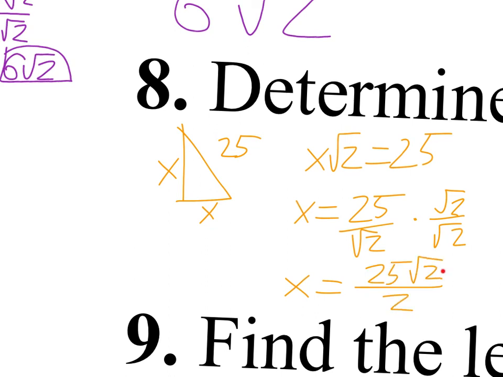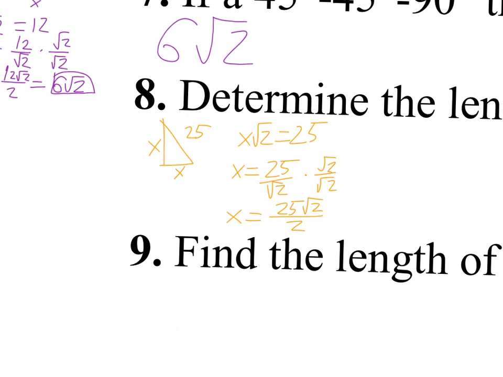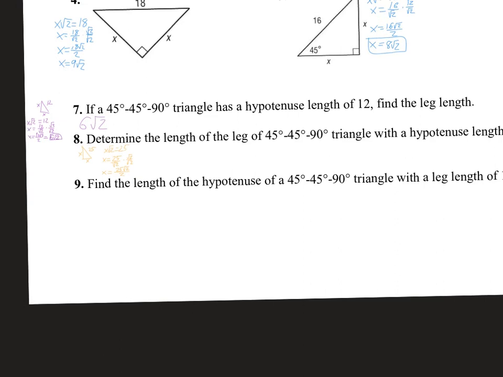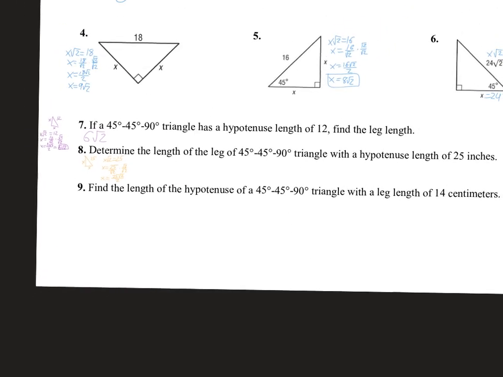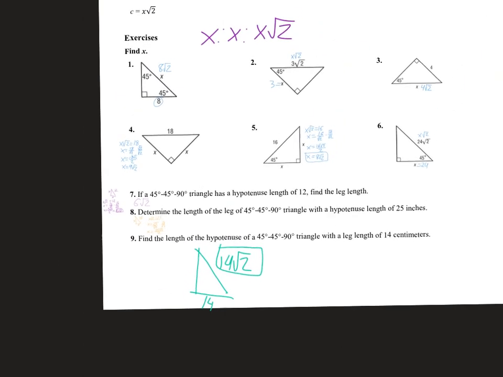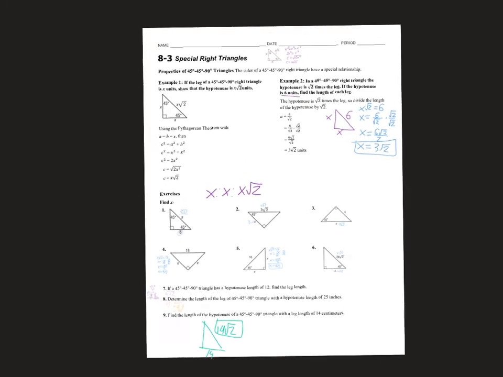Now I'm going to leave it just like this, but if you want to, I suppose you could break it down into 12.5 times square root of 2. I just don't like having radicals and decimals with each other. Number 9, find the length of the hypotenuse with a leg of 14 centimeters. All right, well, fairly simple setup. My leg is 14 centimeters. My hypotenuse is going to be the leg times the square root of 2. And that's that. That is the end of our notes in under 10 minutes.